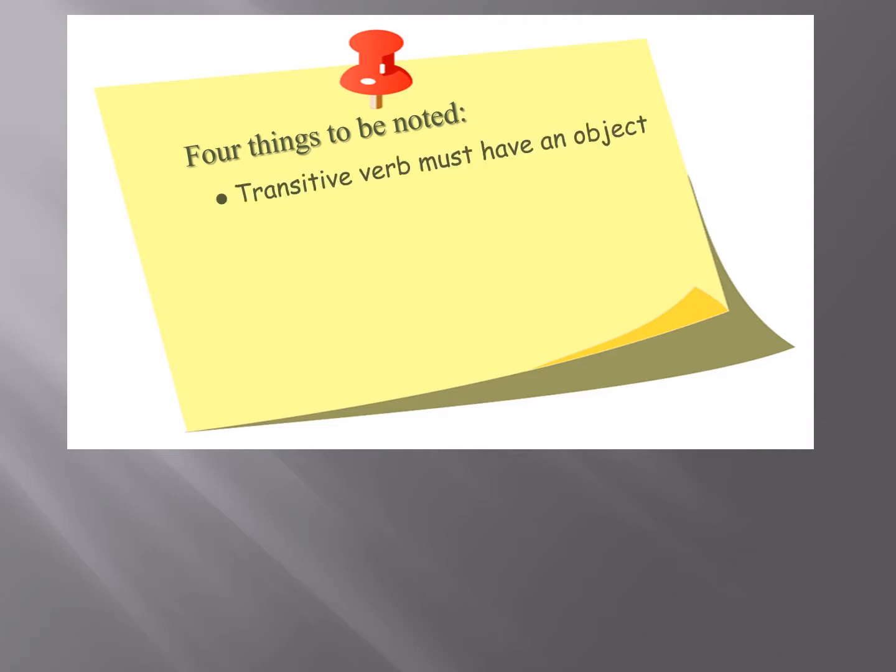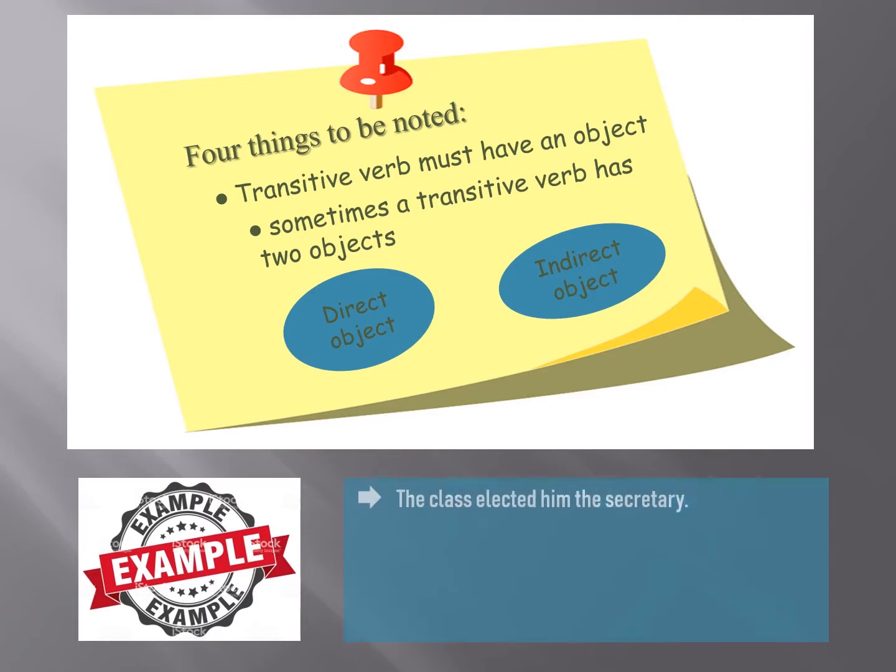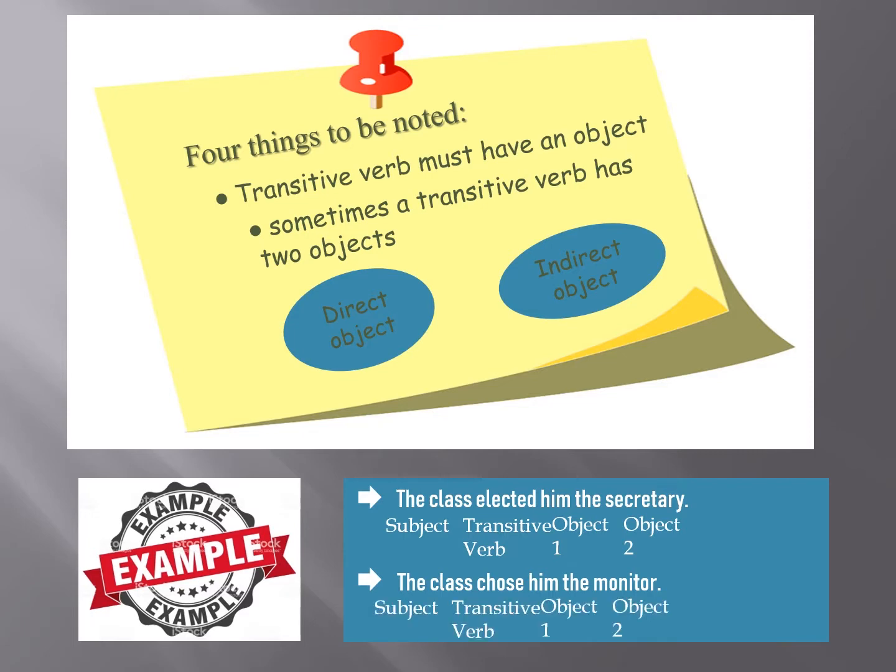Firstly, a transitive verb must have an object. Secondly, sometimes a transitive verb has two objects, that is, a direct object and an indirect object. For example, the class elected him the secretary. Here, the class is a subject, elected is a transitive verb, him is object 1, and the secretary is object 2. The class chose him the monitor. In this sentence, the class is a subject, chose is a transitive verb, him is object 1, and the monitor is object 2.